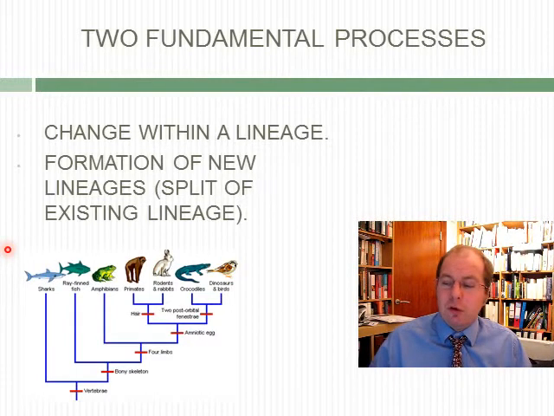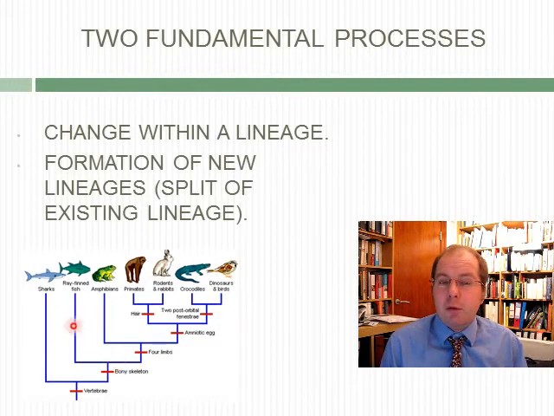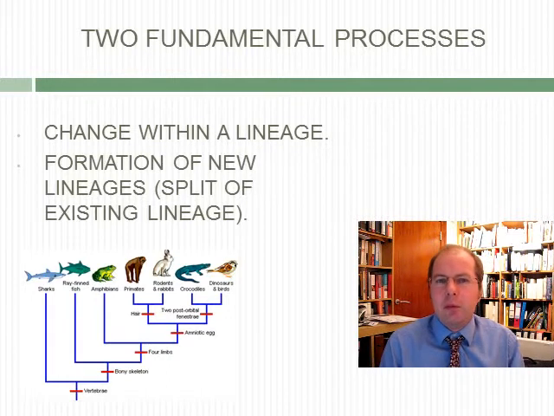Formation of new lineages is this belief that ultimately all the organisms you see there, the sharks, the primates, the rabbits, and the rodents, ultimately we all came from a single cell, and at a certain point there was a branch off, and the formation of a new lineage which gave rise to particular classes. So those are the two fundamental processes.